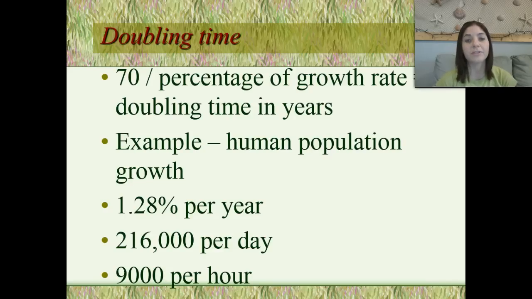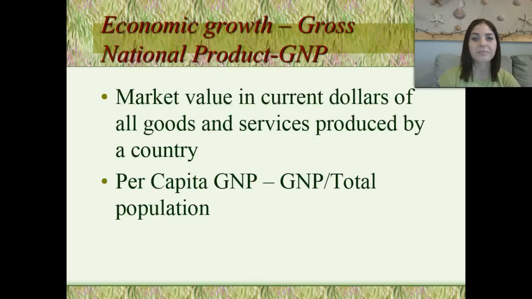So doubling time, this is one of those equations that you need to know. You're going to have to be able to calculate doubling time, and we'll get into that even more when we talk about human population growth. So the equation for doubling time is 70, and we call it the rule of 70, divided by the percentage growth rate, and that equals the doubling time in years. So for example, the human population growth right now is about 1.28% growth per year, or 216,000 people per day and 9,000 people per hour.